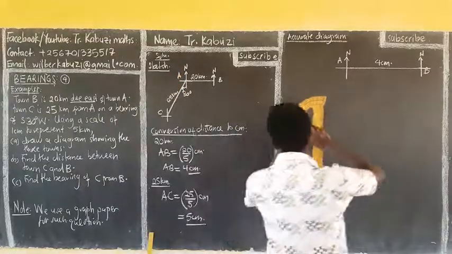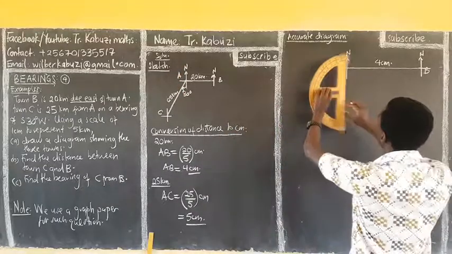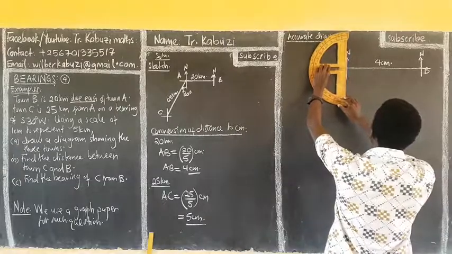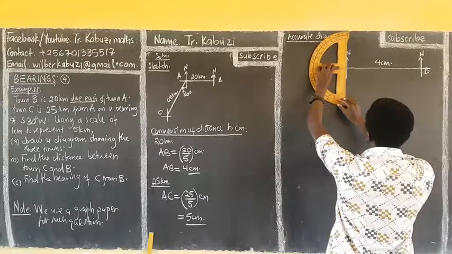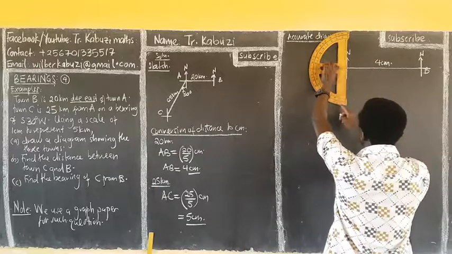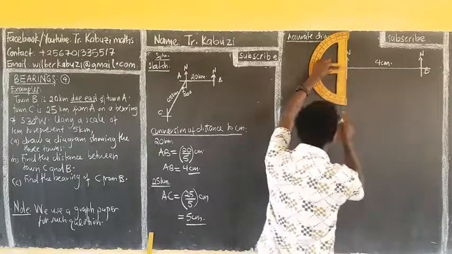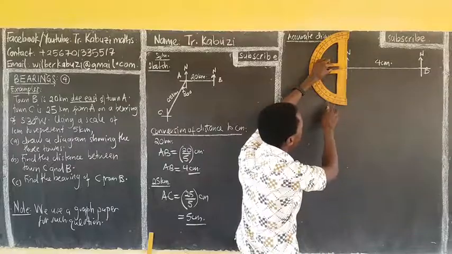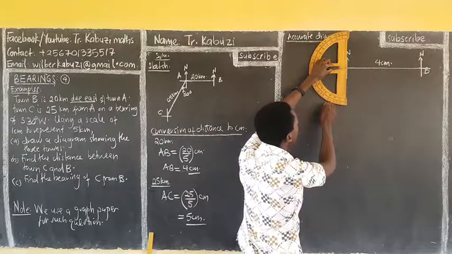So now your protractor should also be facing that side. From here I put it there. This time I'm starting from the south. So from the south I measure off 30. My 30, this is 0, 10, 20. So my 30 is there.